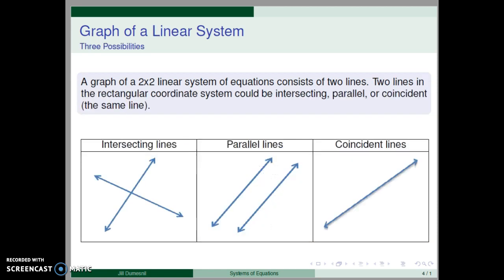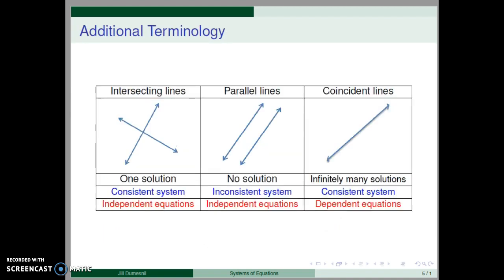When considering the graph of a 2x2 linear system, there are only three possibilities. Two lines in a plane can be intersecting, parallel, or coincident. Coincident lines coincide or lie on top of each other. In each case, we have additional terminology.